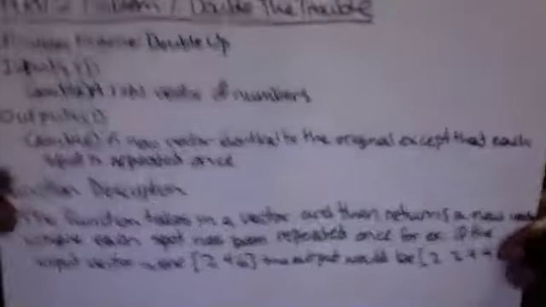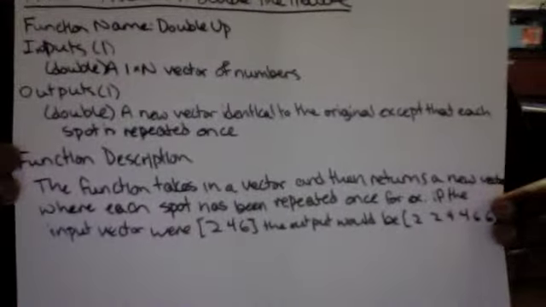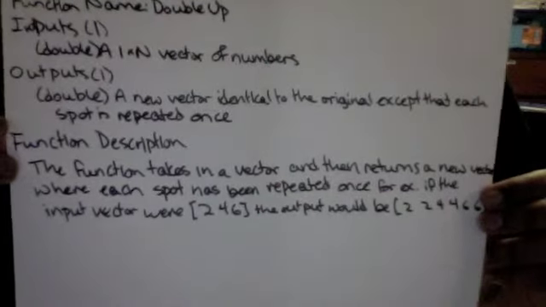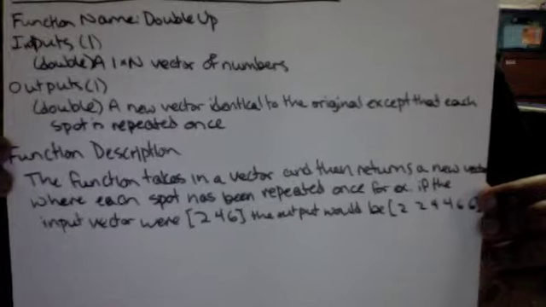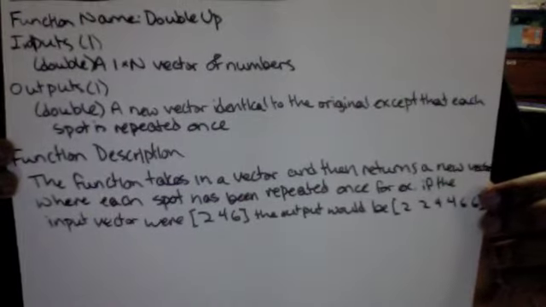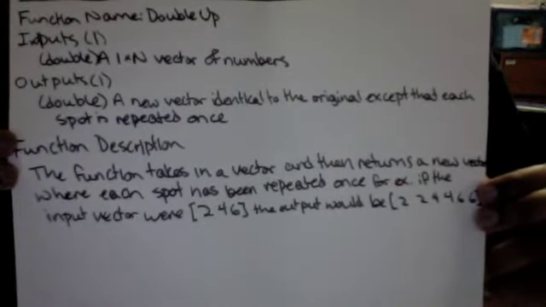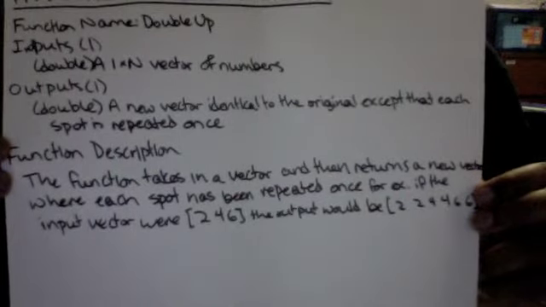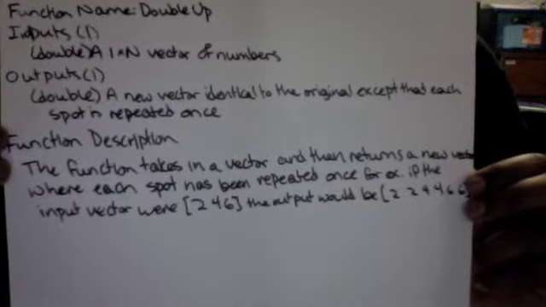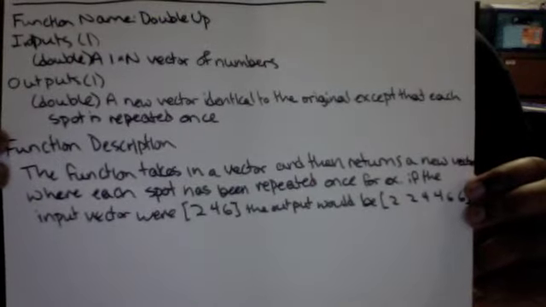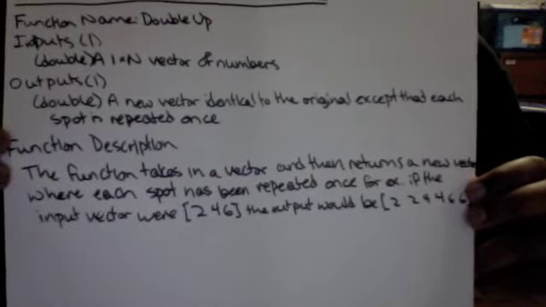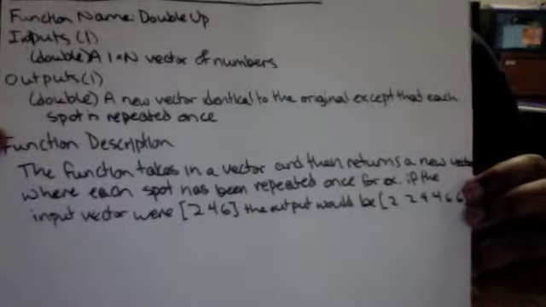Okay, and moving on to our last question we're going to talk about today: homework 2, problem 7, double the trouble. The function name is doubleUp, with one input, a 1 by n vector of numbers, and one output, a new vector identical to the original, except that each spot is repeated once. So the function takes in a vector and then returns a new vector where each spot has been repeated once. For example, if the input vector were 2, 4, 6, then the output vector would be 2, 2, 4, 4, 6, 6.